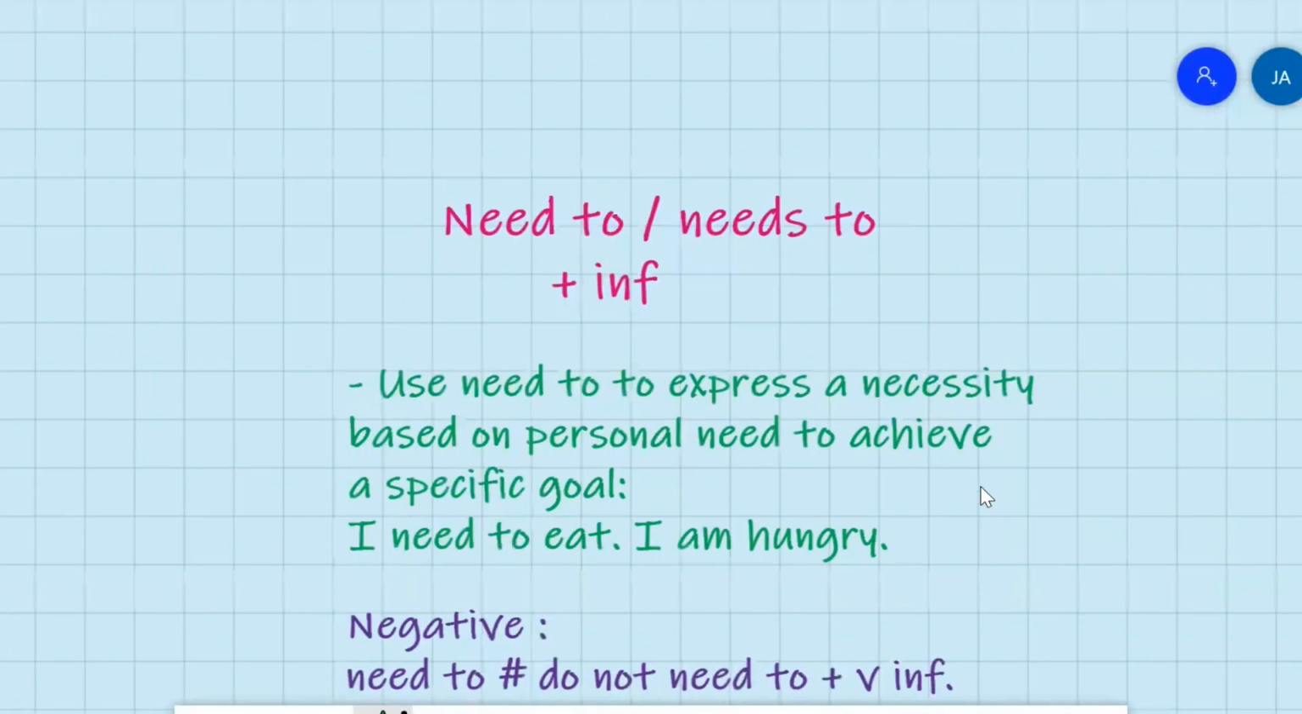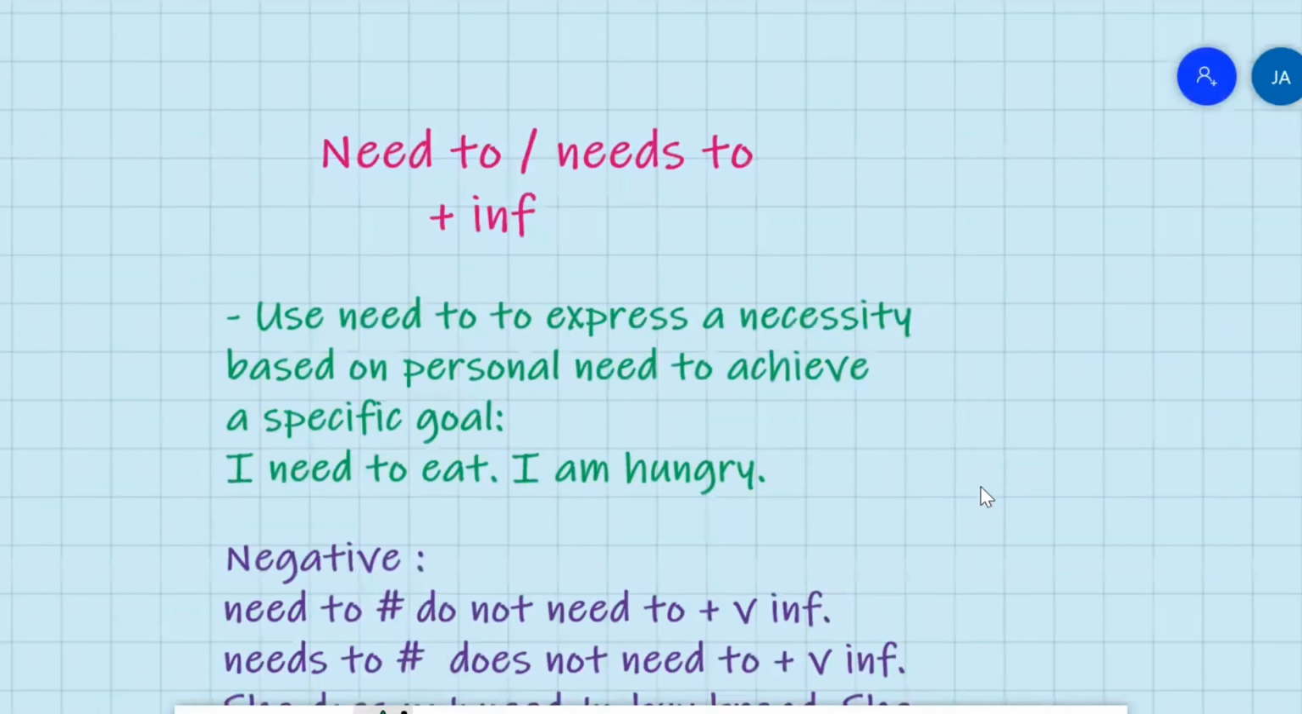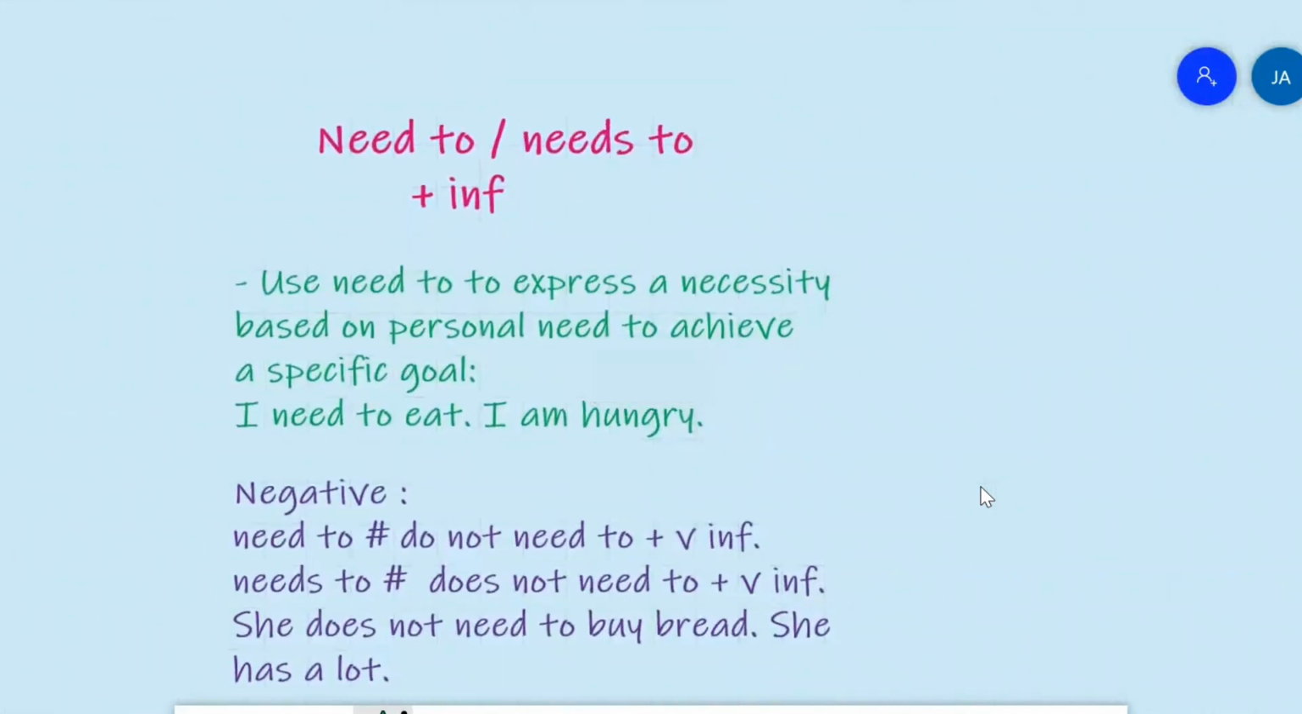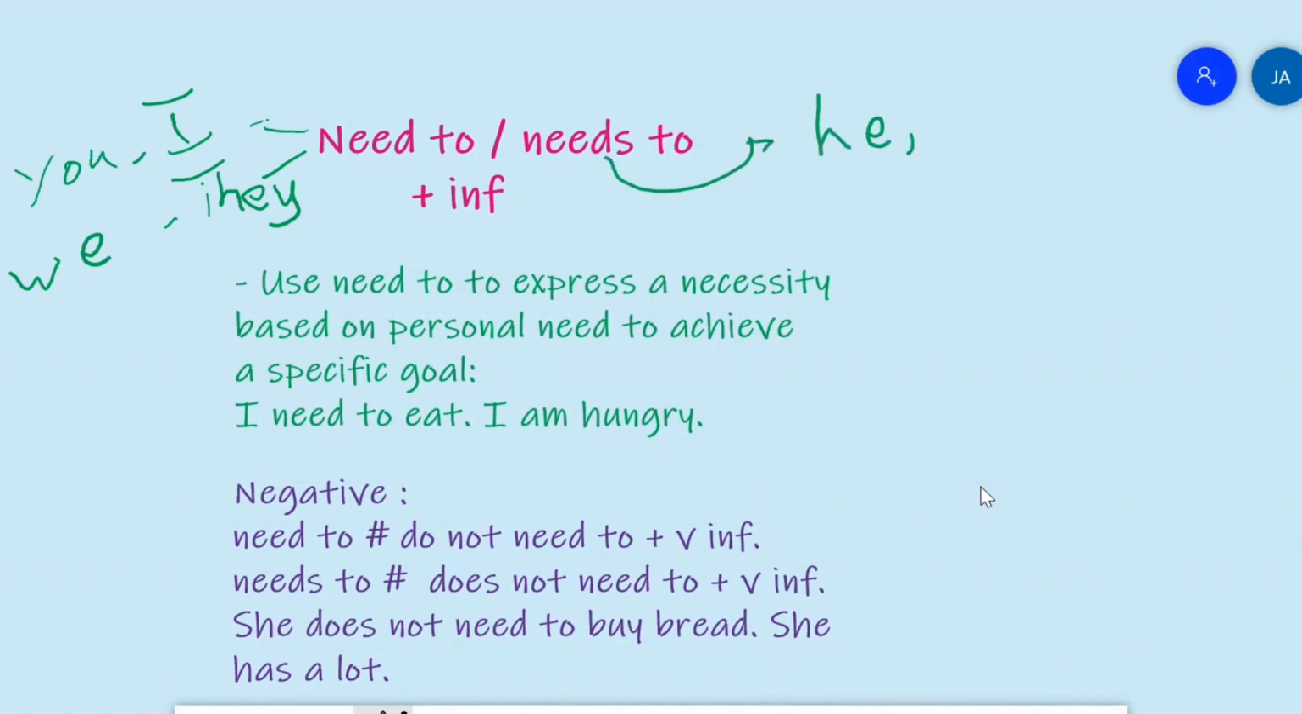We come to talk about the third verb to express necessity or to express obligation. We have need to and needs to. Remember, I need, they need, we need, you need. And needs: he needs, and she needs. So I need, they need, we need, you need. Needs, he and she needs.